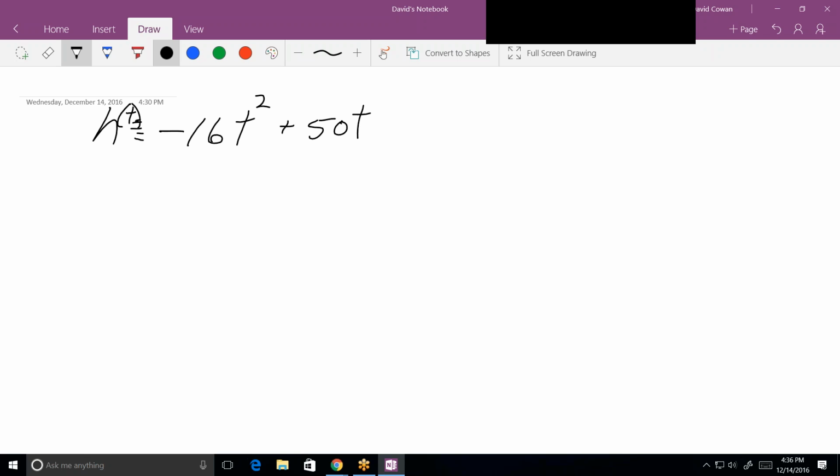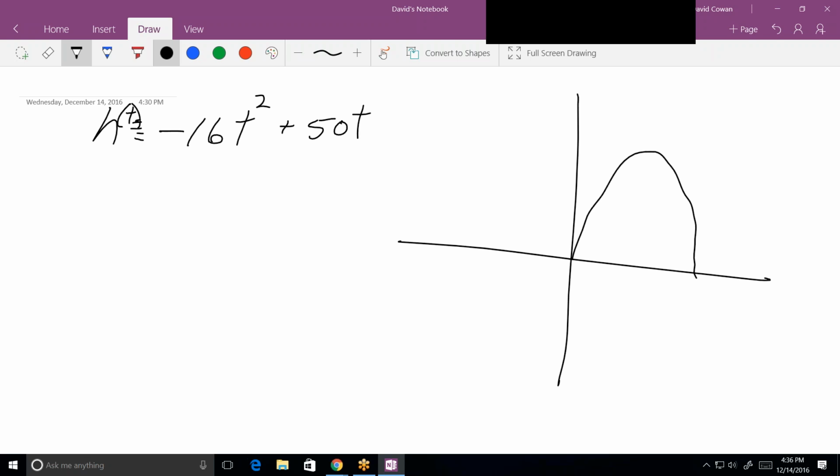So the first part is we have to identify the vertex. Okay. If I draw a picture of this thing, I could kind of think of it like that, right? So this is a quadratic. The x-coordinate of the vertex, have you learned this yet? Minus b over 2a? Yeah. Okay. What's b and a in this case?